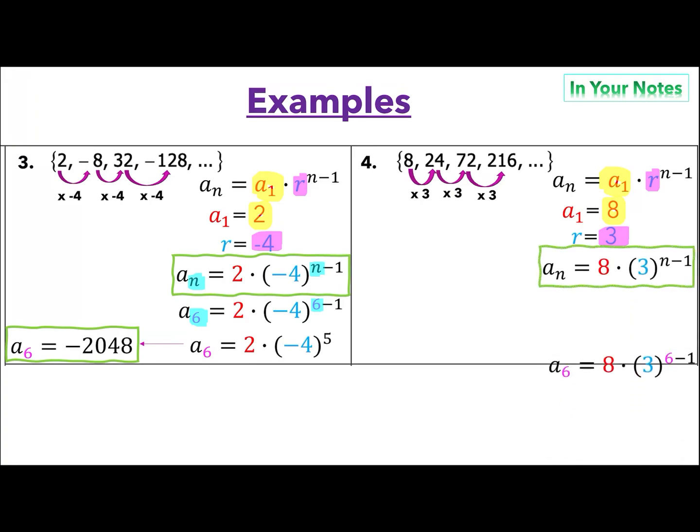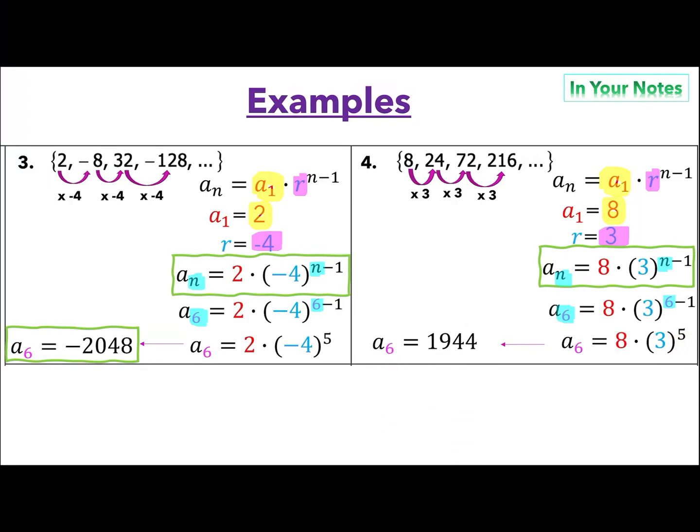And then we're going to find what A sub 6 is by replacing n with 6. That means that we have 8 times 3 to the 5th power. Put it in the calculator just exactly as it looks, including those parentheses. And we're going to get A sub 6 is 1,944. That is the last example for the lesson today.